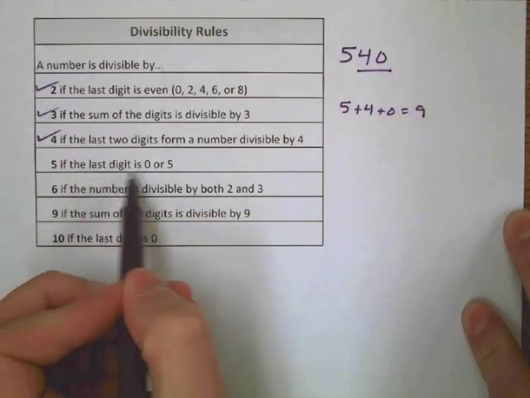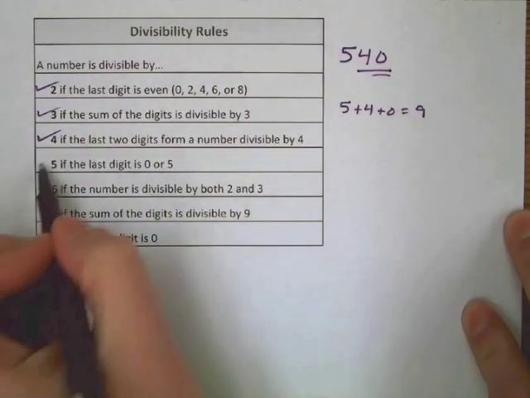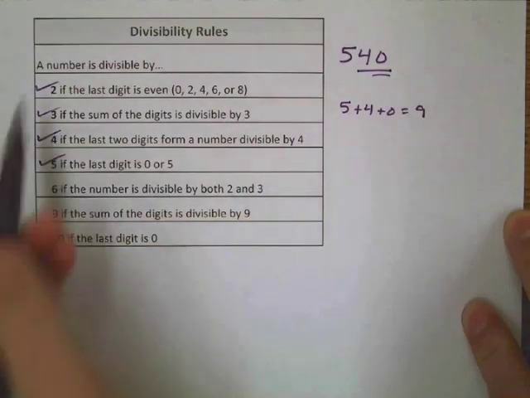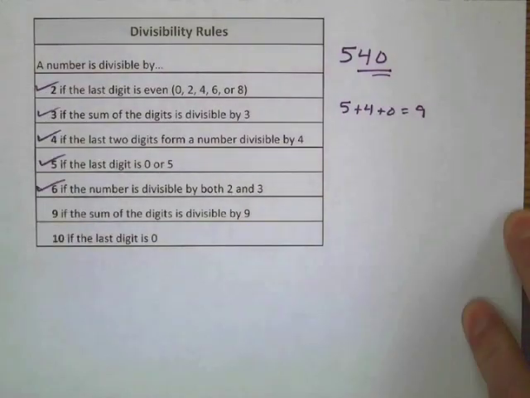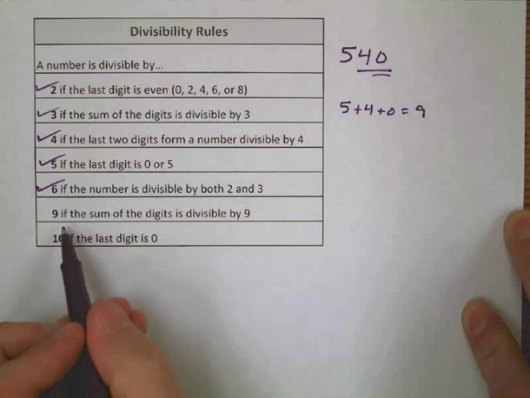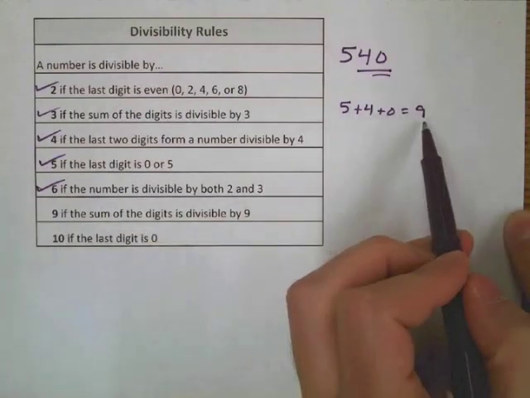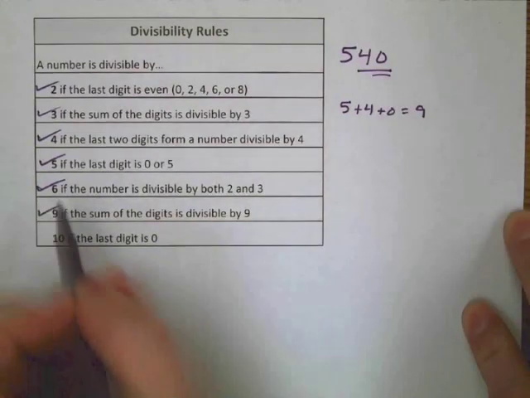5. If the last digit is a 0 or a 5, well, the last digit is a 0, so it's divisible by 5. If the number is divisible by both 2 and 3, it's divisible by 6. Yes, and yes, so yes. Divisible by 9, if the sum of the digits is divisible by 9, well, the sum of the digits is 9, and 9 is divisible by 9, so that's a yes.